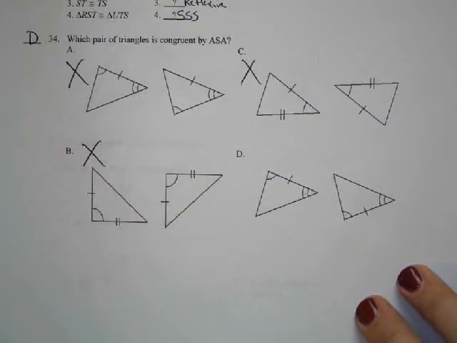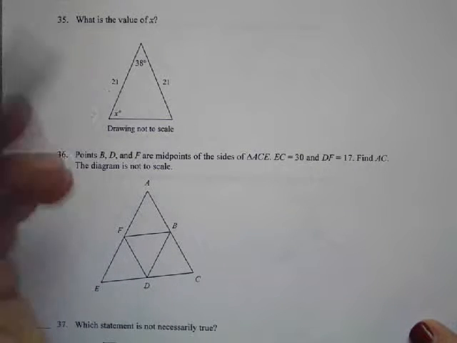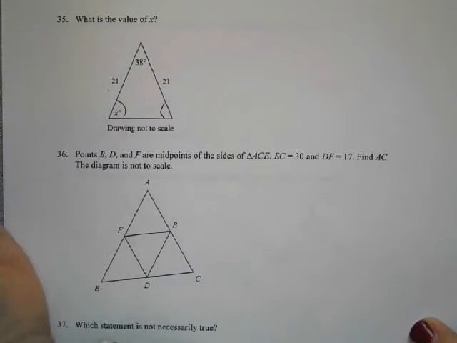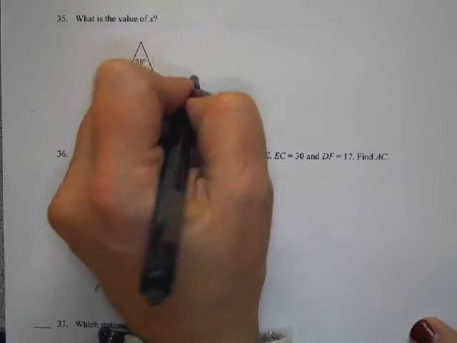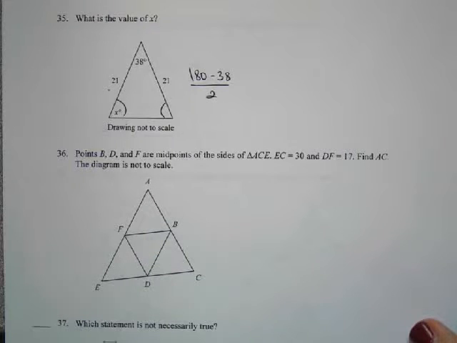Problem 35, this is an isosceles triangle. The base angles are congruent. So in order to find x, 180 minus 38, divide by 2. So the angle is 71 degrees.